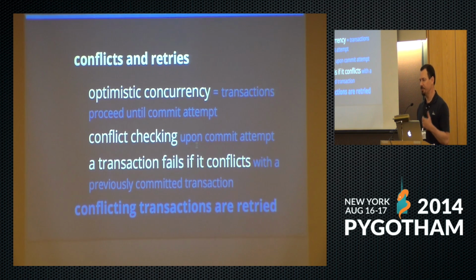When you attempt to commit, then there's conflict checking, and the system is going to check if any other transaction has written data that you have read and therefore possibly invalidated your operation. If so, your commit attempt will fail. And what happens is the client, in the usual case, simply retries that transaction.